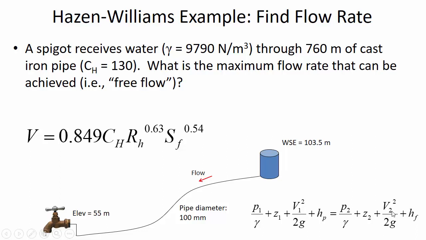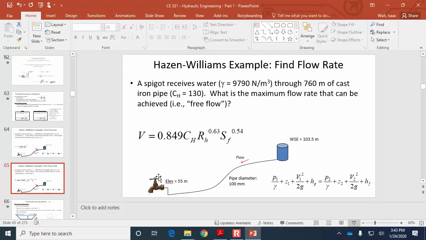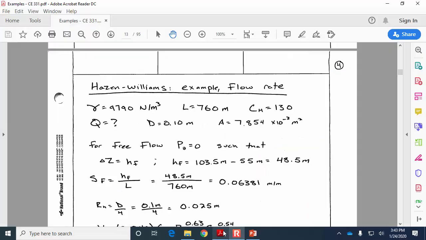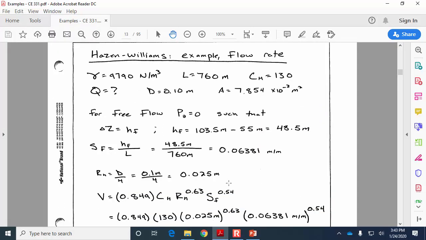But you know, the way that we found the H sub F is you're solving the energy equation for H sub F. So you basically plug all the given information, and the only thing we didn't know in the energy equation was H sub F. So you solve for that and then put it into the equation. Okay, and then here's the calculations for that.